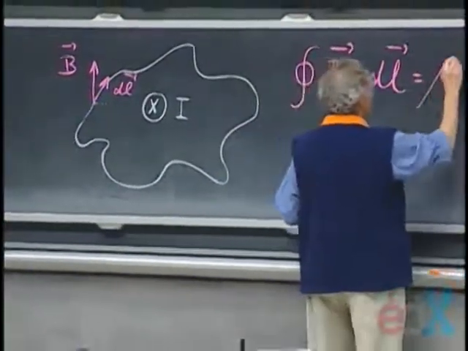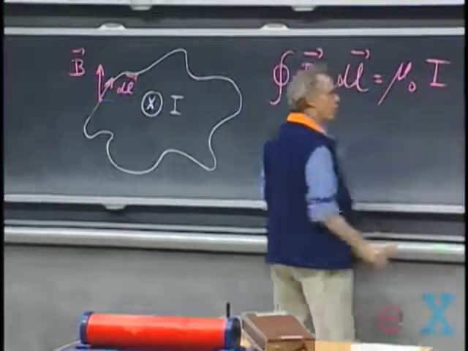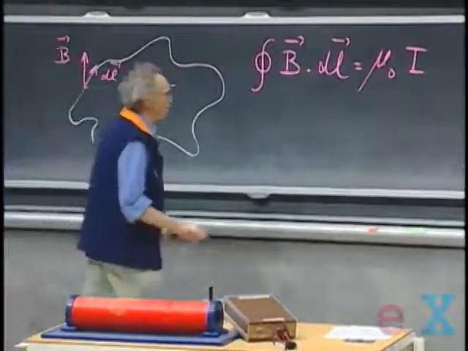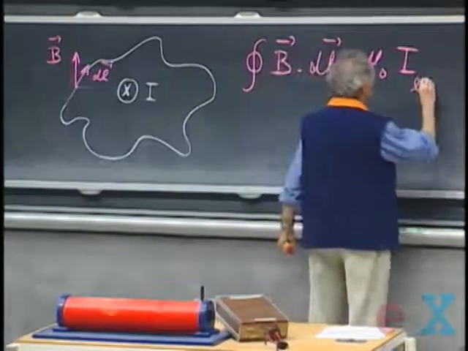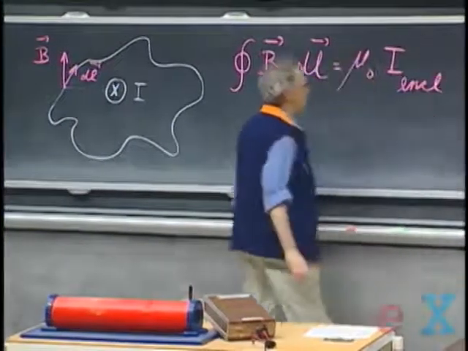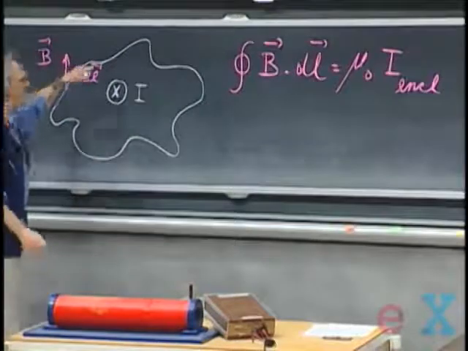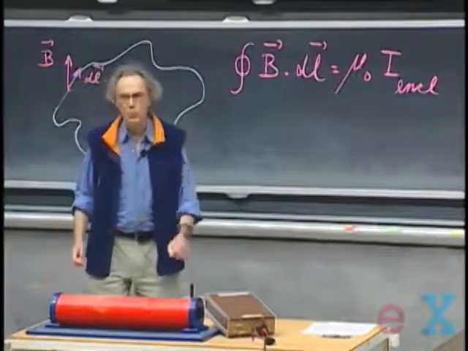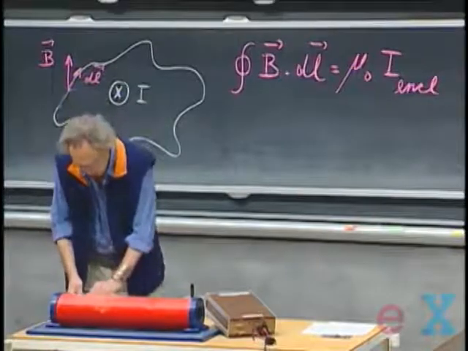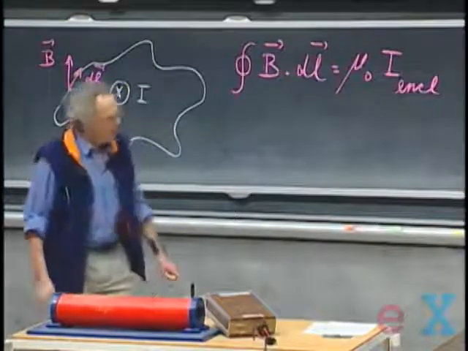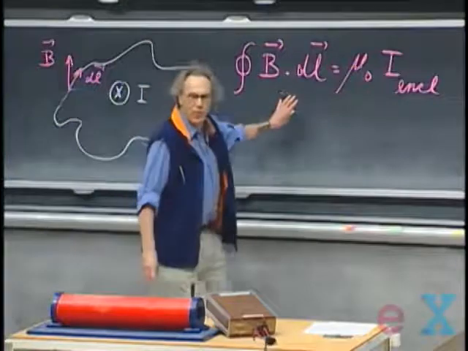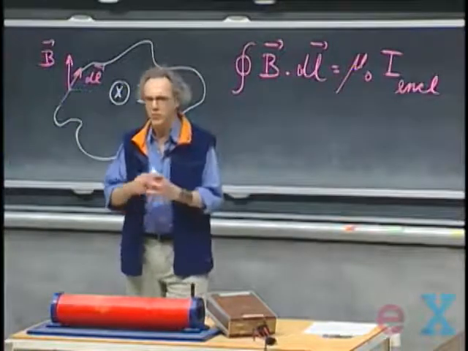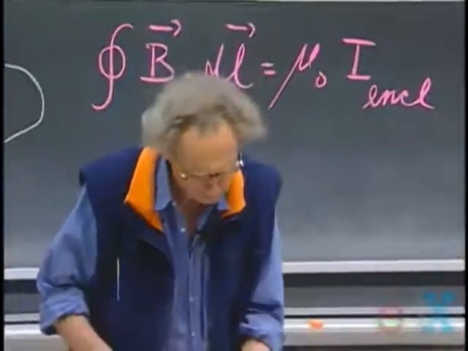that now becomes mu zero times I, which is known as Ampere's law, and I is then often given an index, enclosed. It is the current which is enclosed by that path. It is actually easy to prove this using Biot and Savart's formalism. This is almost the third Maxwell equation. We already had 2 out of 4. This is almost number 3, not quite. We're going to amend it in the future.